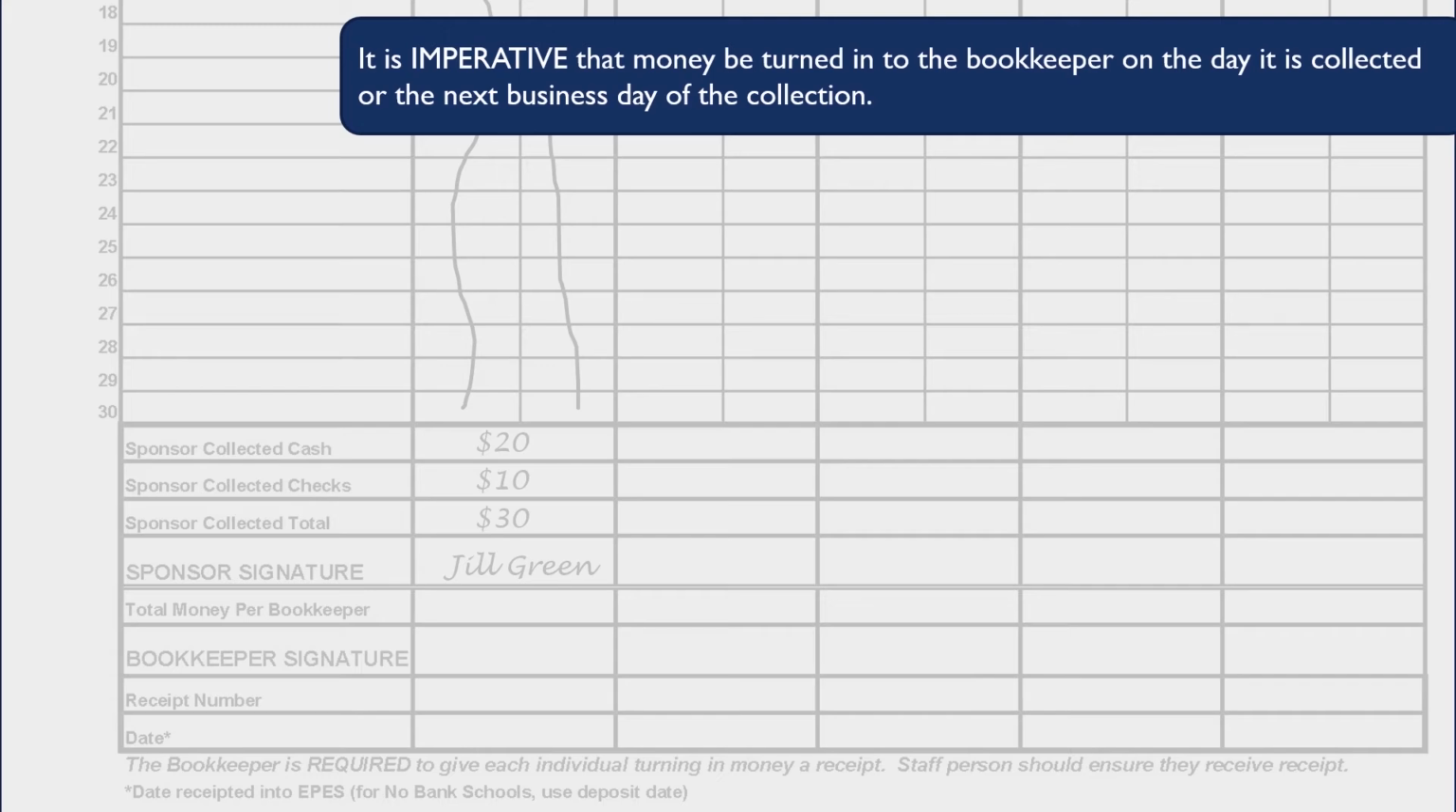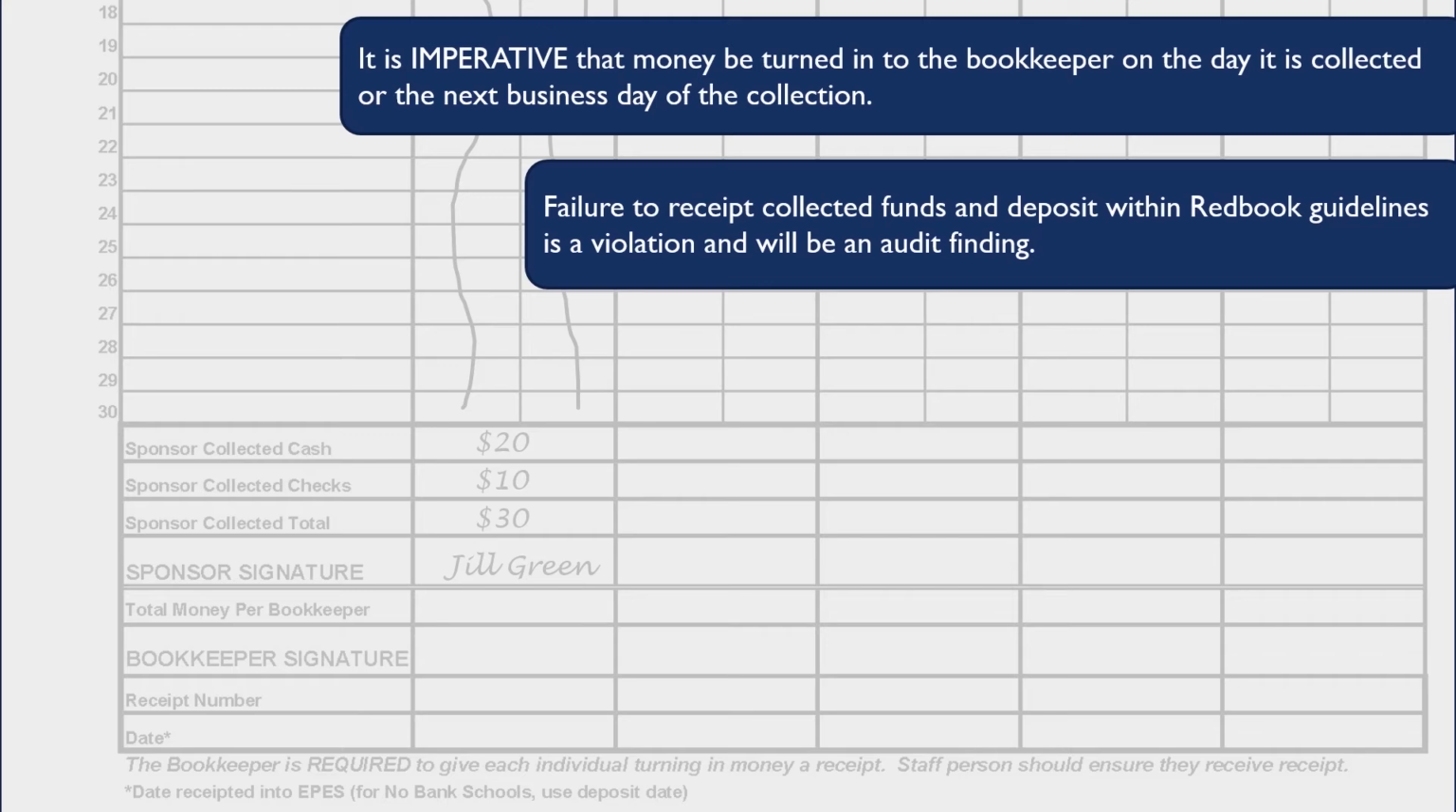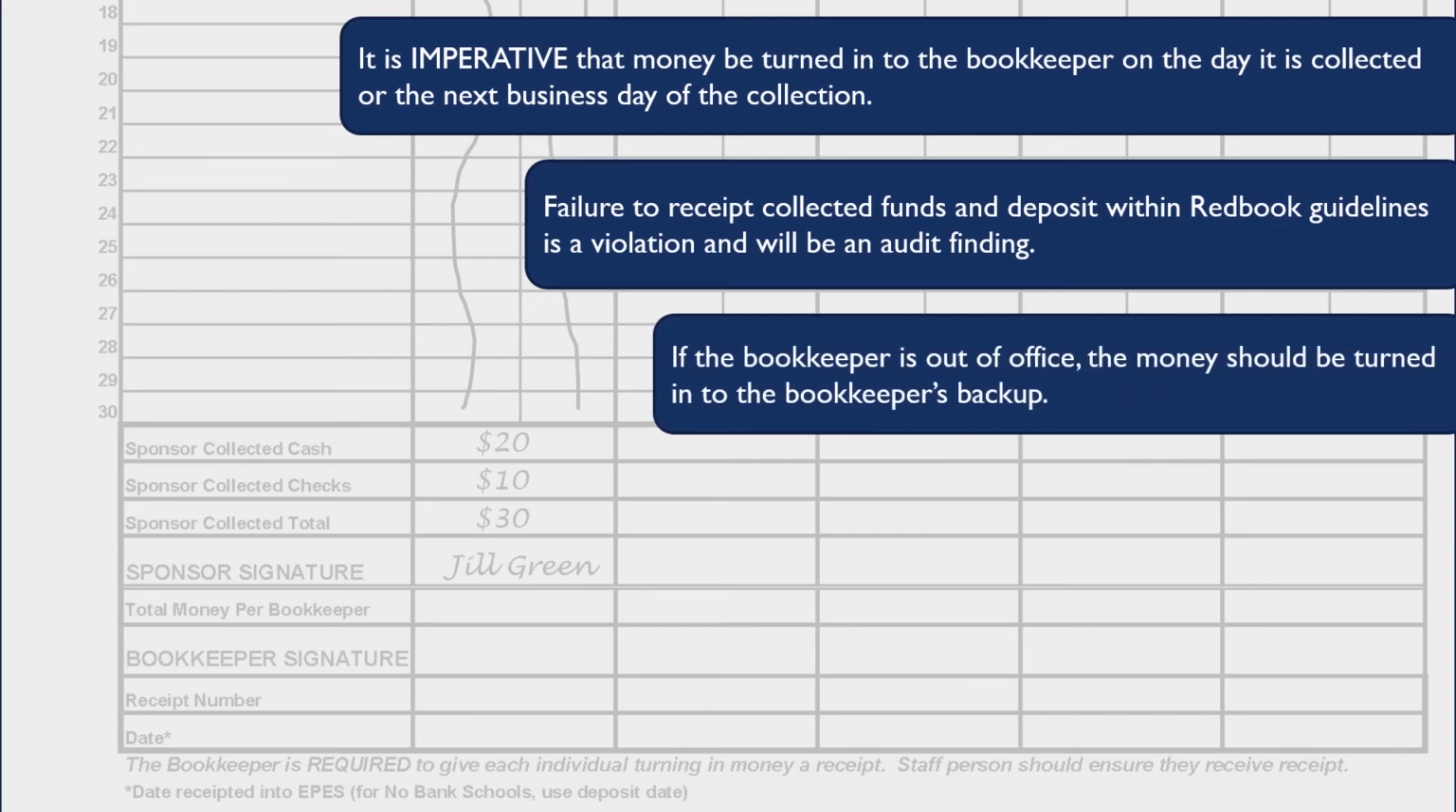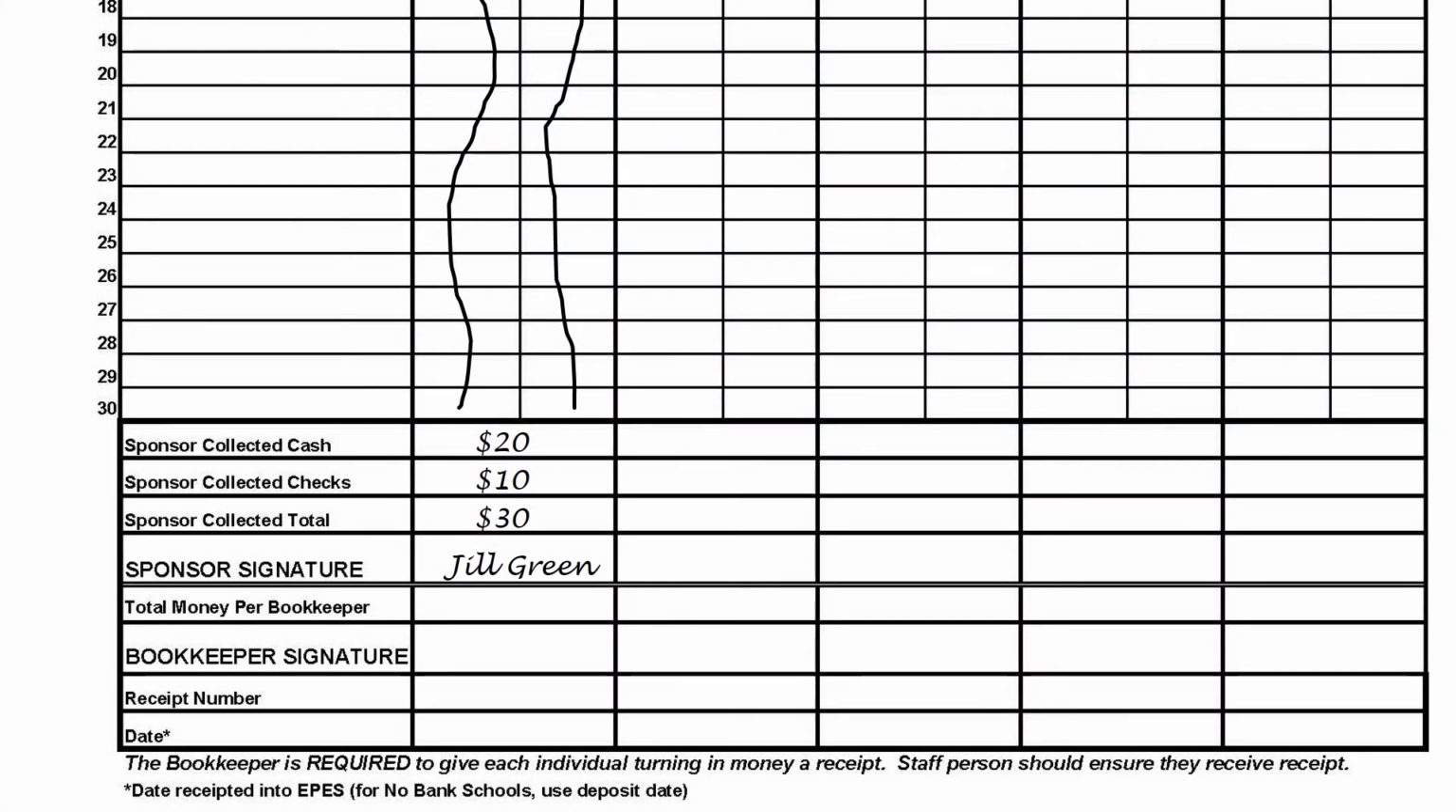It is imperative that money be turned in to the bookkeeper on the day it is collected or within the next business day of the collection. This is particularly important because the auditors test the date the money was collected versus the date the money was deposited at the bank. Failure to receipt collected funds and deposit within Red Book guidelines is a violation and will be an audit finding. If the bookkeeper is out of office, the money should be turned in to the bookkeeper's backup, usually another office clerk or secretary.